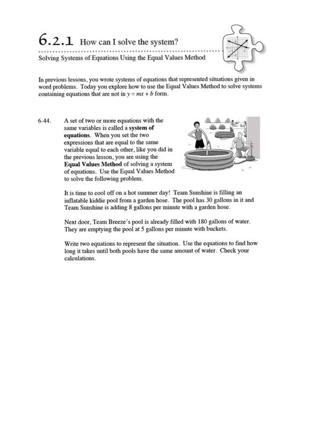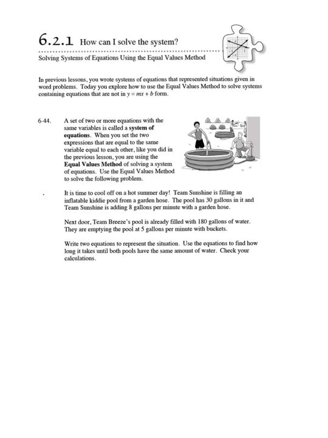Alright, this is problem 644 in lesson 621, solving systems of equations using the equal values method. So, we've done the equal values method before. The big change here is you're going to have to make the equations to solve them. And so, as you go through these problems, make sure you're using variables to represent things that work for both, because you need to have the same variables in both equations to solve them.